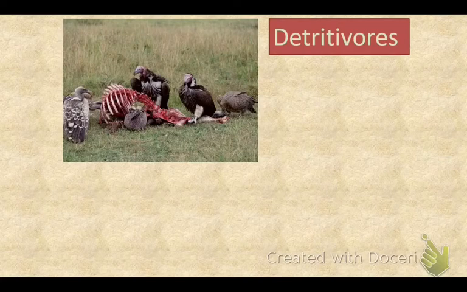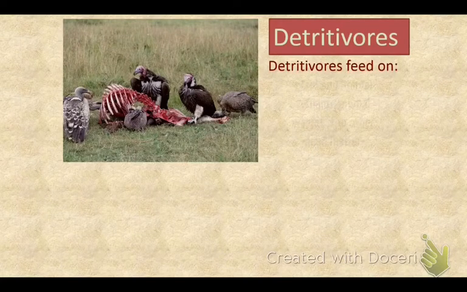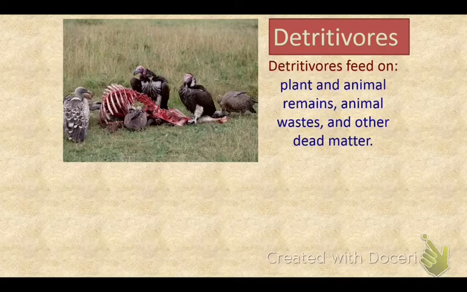Detritivores. Any guesses on what they do? They feed on what? Bacteria. Excellent. Dead things. Plants. Animal remains. Animal wastes. Yes, animal wastes. Yeah. And other dead matter.